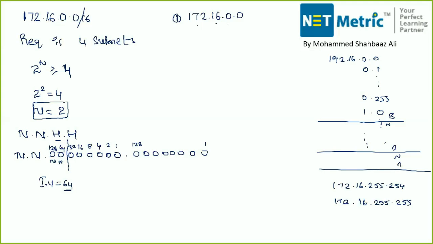In whichever octet you got the increment value, the first octet is this one, the second octet is this one, this is the third octet. You got the value in the third octet, so you must add in the third octet only, the 64 in the third octet. So your next network will be 172.16.64.0.